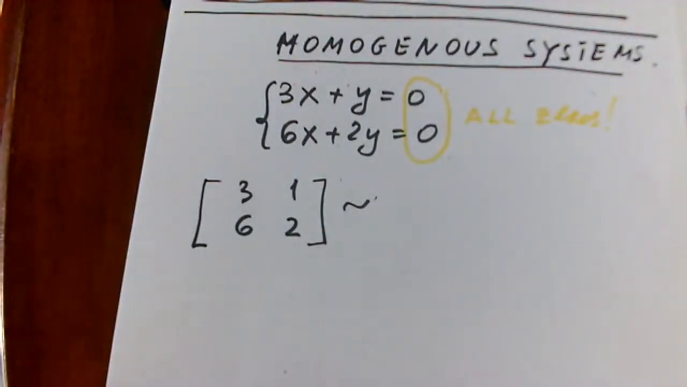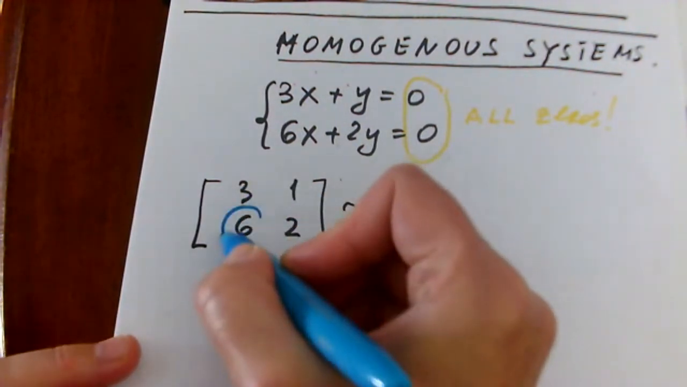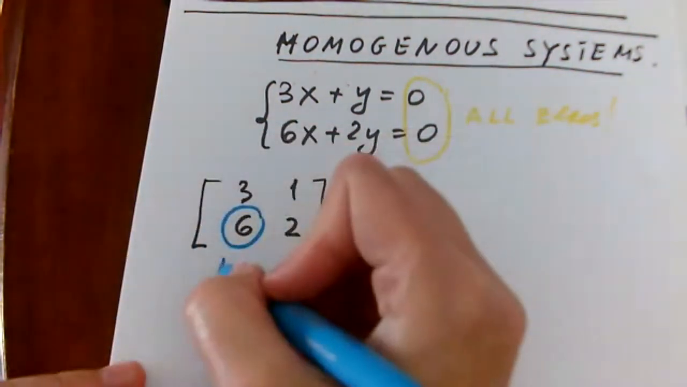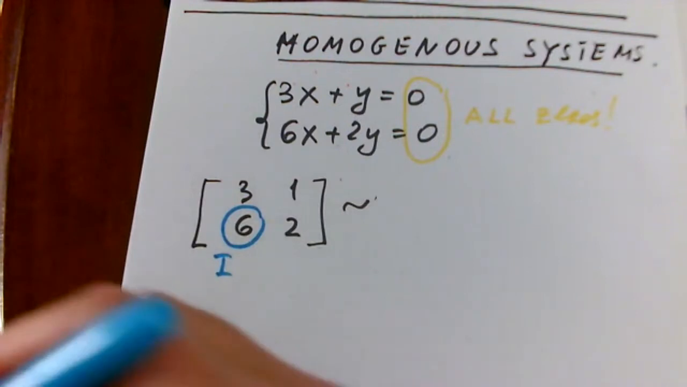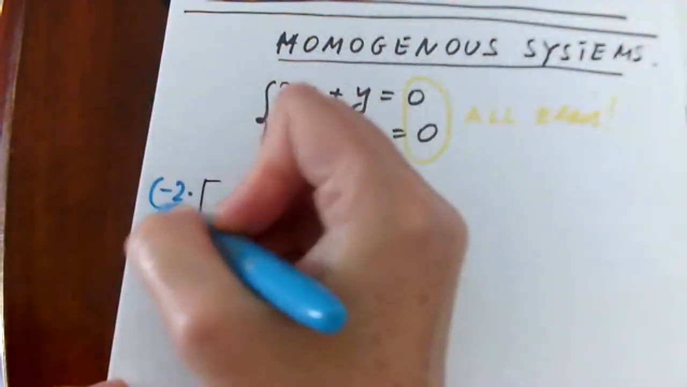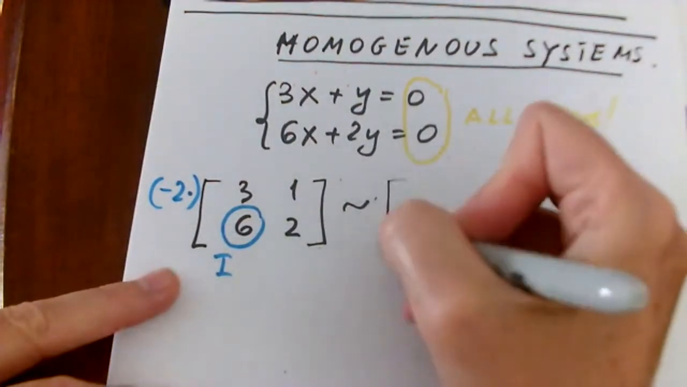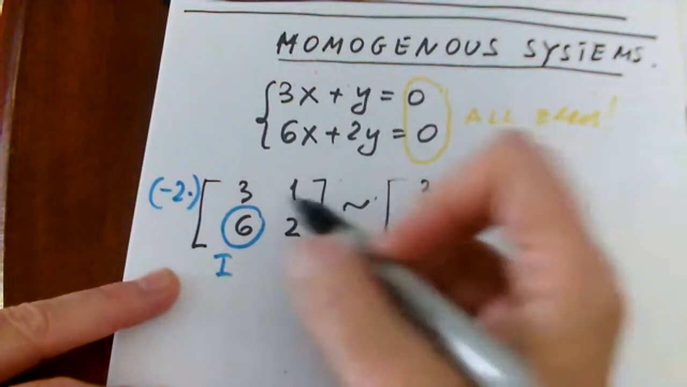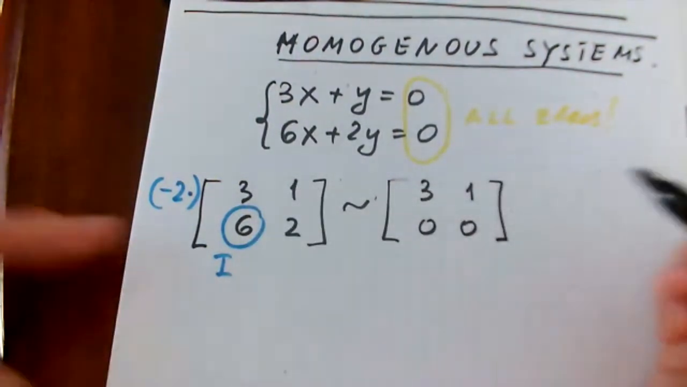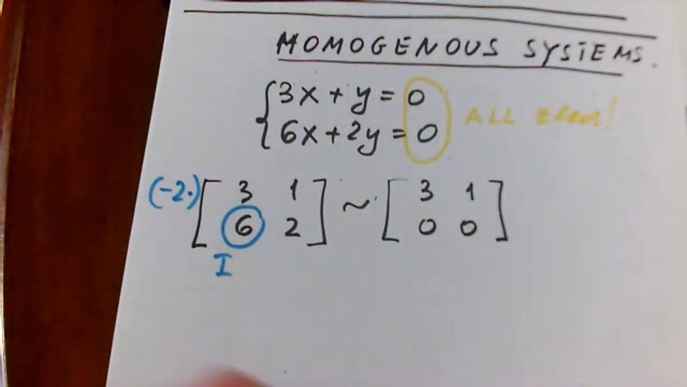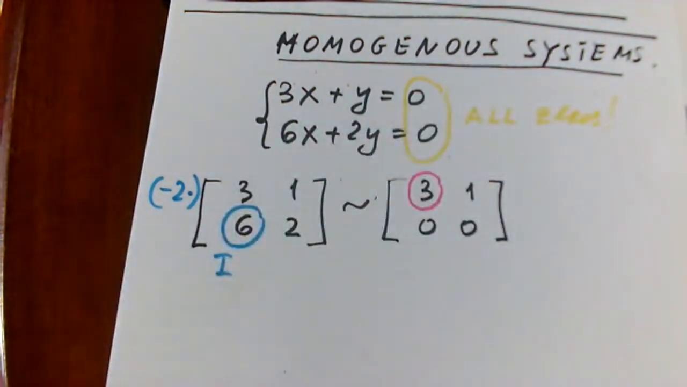We know that in case of two equations, we need to get rid only of this guy. Our algorithm consists of one step only, and the numbers are very nice. We immediately see that it's enough to multiply the first row by -2 and add it to the second row, and we will be finished. So it will be -6 plus 6, 0, -2 plus 2 will be 0. So we are finished. This is the row echelon form.